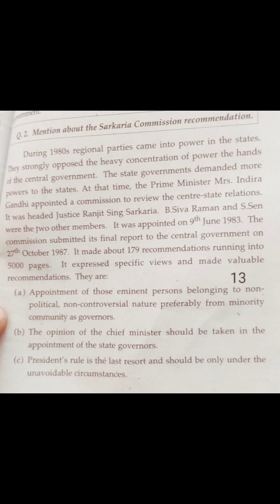Next question. Mention the Sarkaria Commission recommendations. Answer. During the 1980s, regional parties came into power in the states. They strongly opposed the heavy concentration of power in the hands of the central government. The state governments demanded more power for the states. At that time, Prime Minister Indira Gandhi appointed a commission to review the center-state relations. It was headed by Justice Ranjit Singh Sarkaria. B. Sivaraman and S. Sen were the two other members.